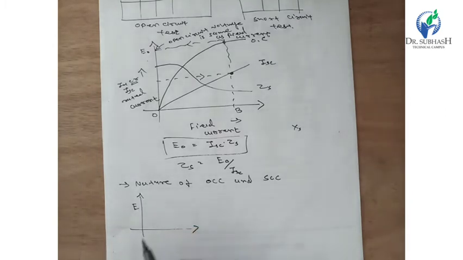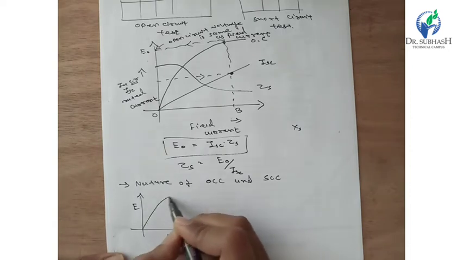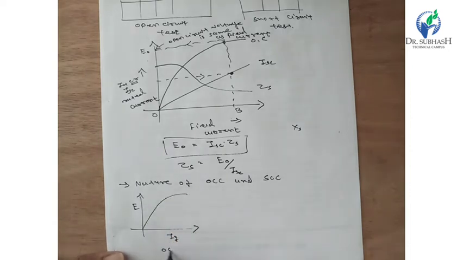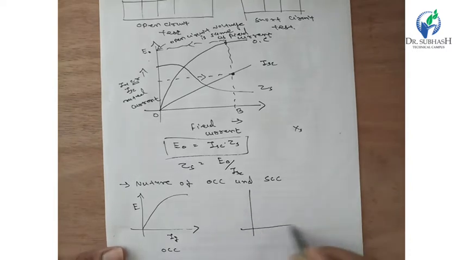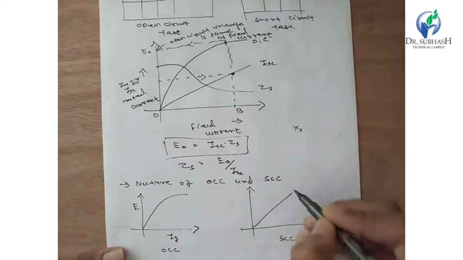There is an EMF value and current of the field value. The nature of the open circuit value is in this direction. There is an open circuit current, and now we draw the next graph, which is the short circuit current value. The short circuit current value increases in a linear form.